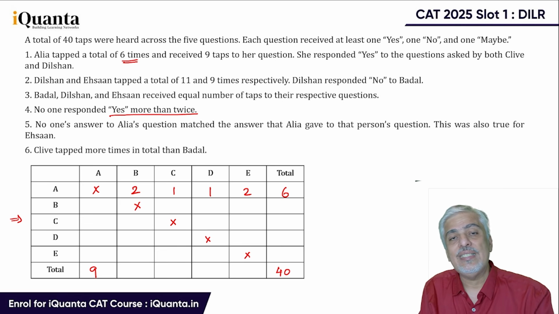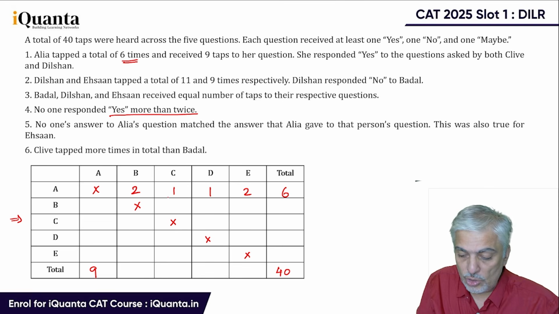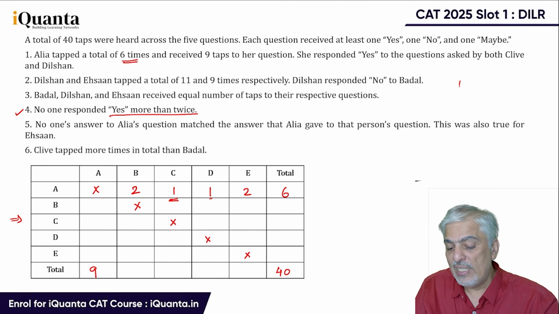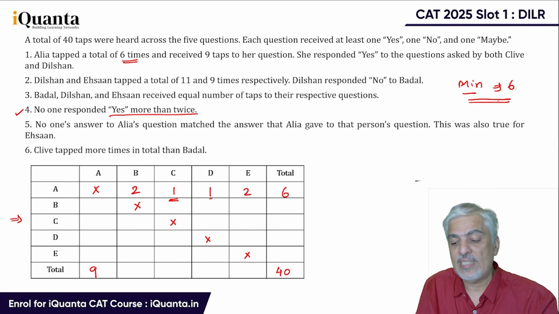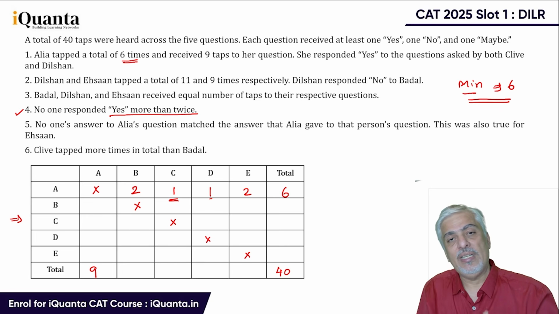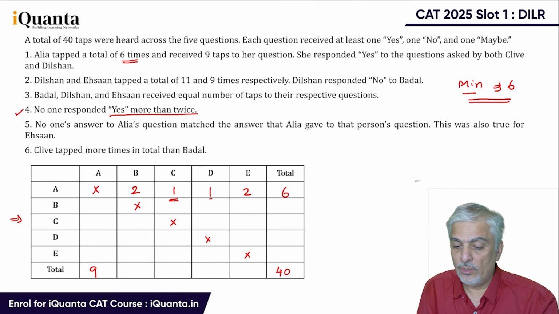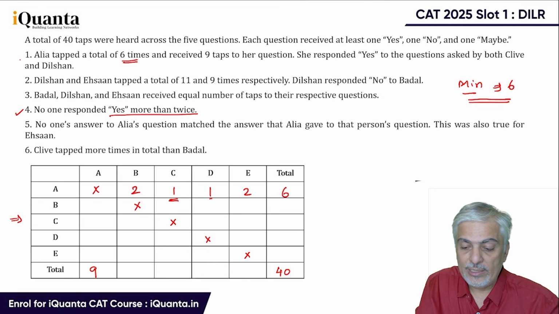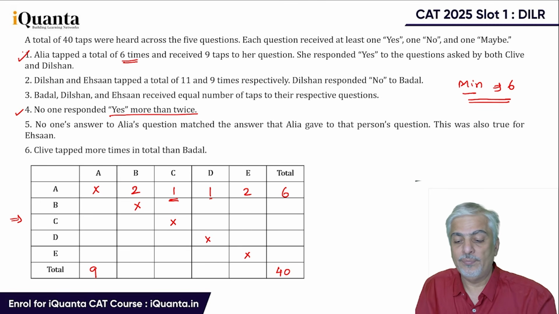And now if you notice, because of these 2 1s, the rule of point number 4, the minimum taps anybody can have is 6. Nobody can go below 6 taps. Alia has tapped 6 times and that is the minimum. Somebody can again be 6, but nobody can be below 6. That's very clear because we don't have 3 1s as a choice. So we can't have a 4 or a 5. Okay, so point number 1 has been completely used up. I will not need to come back to it.